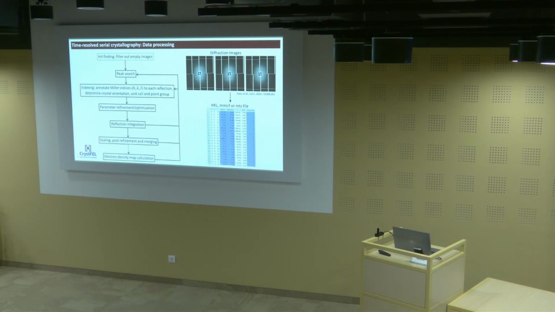Then we can do a peak search, so we want to define where the peaks are located on these images, and I think you can't even see on these images where the peaks are, but okay. Then we'll try to index the images. That means that we're going to try to annotate these Miller indices HKL to each reflection, and thereby determine the crystal orientation, the unit cell, and the point group. Then, depending on the program that you use, there will be some parameter refinement or optimization. And then, of course, the very important step is that we integrate the reflections. Now, each reflection is measured multiple times, and so then we have to scale and merge all the reflections together into a data set that we then can use to solve the phase problem, calculate electron density maps, and refine our structure.